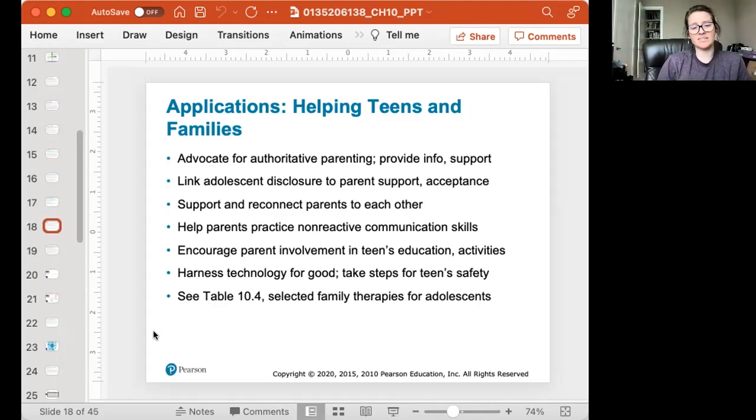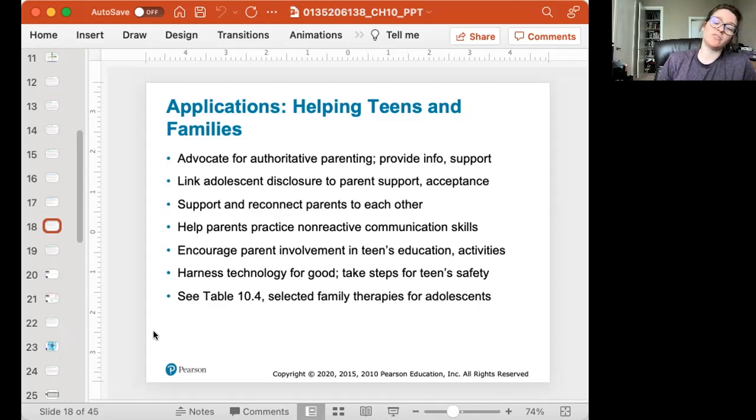You want to link adolescent disclosure to parent support and acceptance. Support and reconnect parents to each other, help parents practice non-reactive communication skills, encourage parent involvement in the teen's education and activities. Show up to the play, show up to the game, pick them up, drop them off, and so on. Harness technology for the good and take steps for the teen's safety.